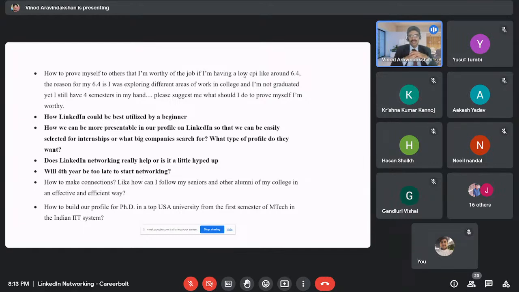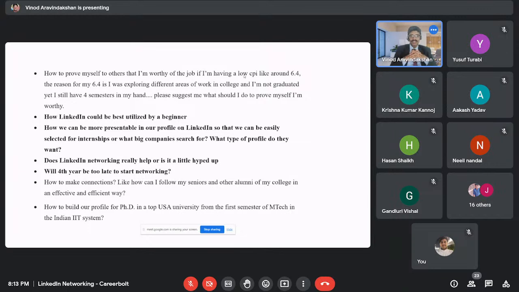Is fourth year too late to start networking? No time is ever too late. You can always network at any point of time. You can even start networking once you finish your graduation and you still don't have a job, right? That's still a good time to network. So you can always find jobs anytime. So don't worry that you're early or late. It is never too late to begin.